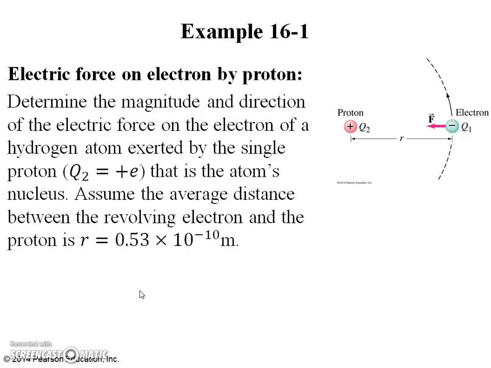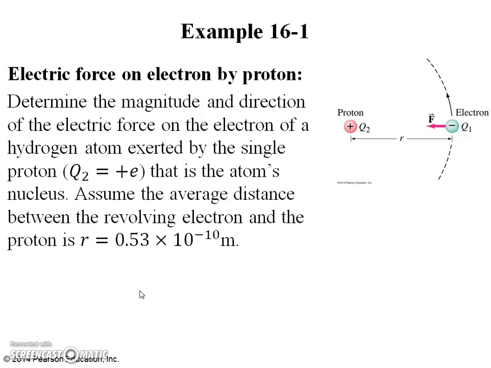Here's an example. Electric force on electron by proton. Determine the magnitude and direction of the electric force on the electron of a hydrogen atom exerted by a single proton. We'll call it Q2, which is a positive e, that is the atom's nucleus. Assume the average distance between the revolving electron and the proton is r, 0.53 times 10 to the negative 10 meters. That's a pretty small distance.